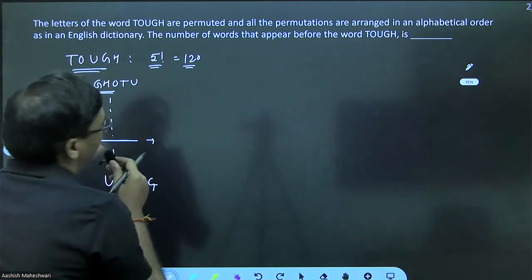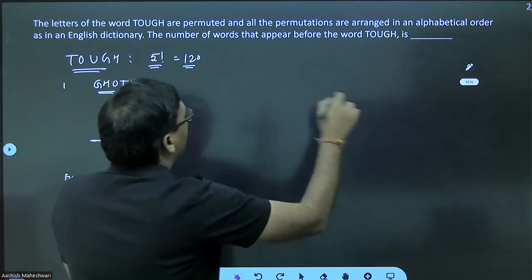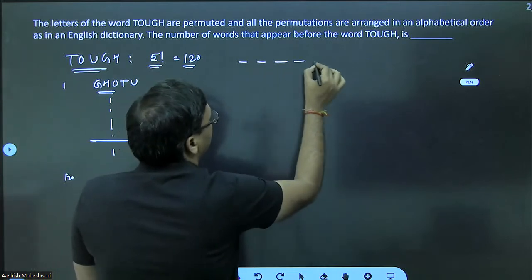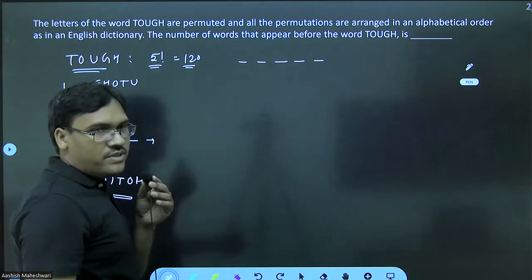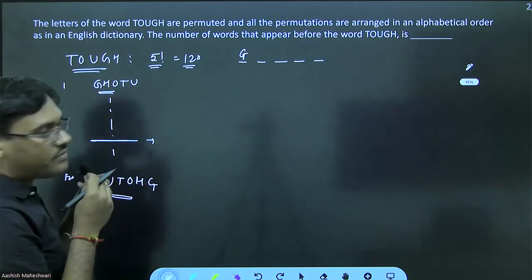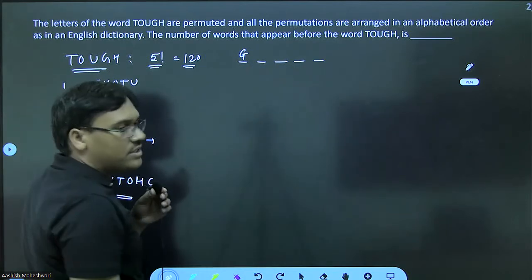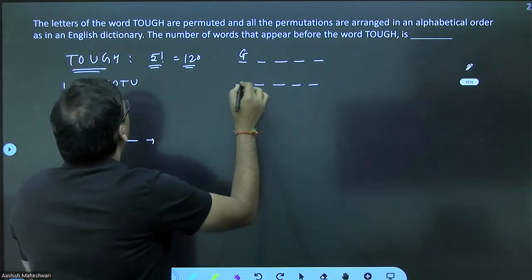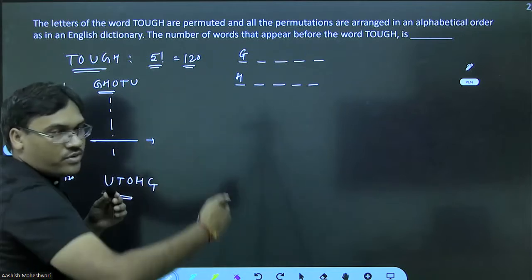Now, what is the conventional method to solve this? You can use the concept of permutation and combination. How? If you have five-lettered words and you start reading a dictionary, the words will start from G. So in the dictionary, how many words will appear which start with G? Similarly, we will have the words which start with H.